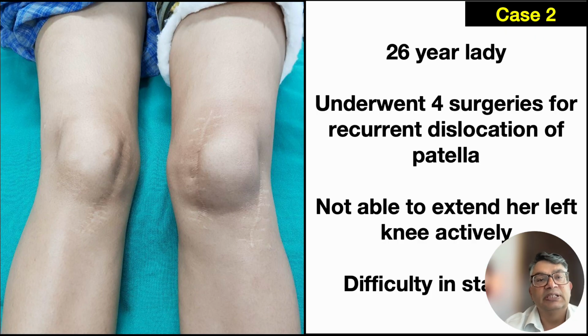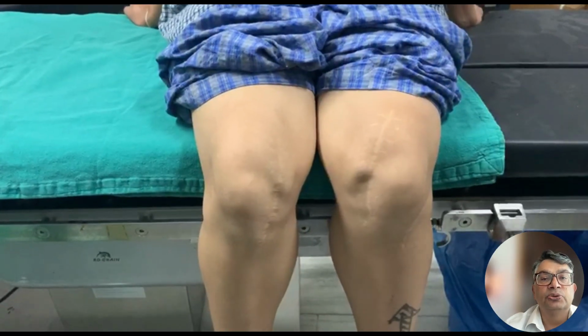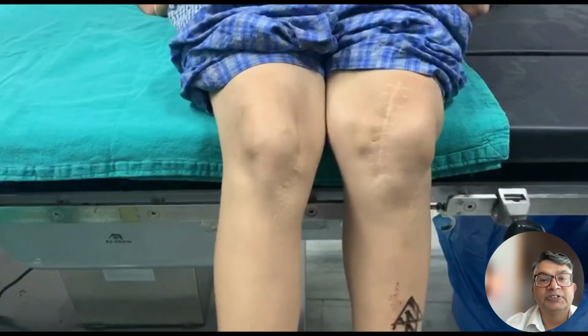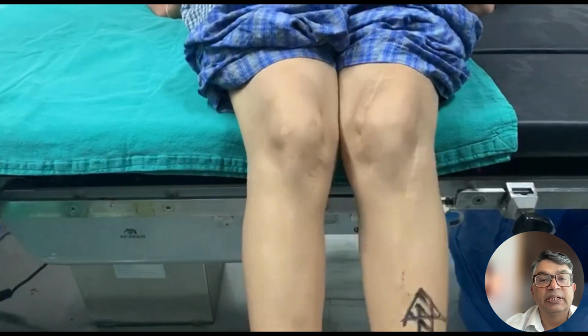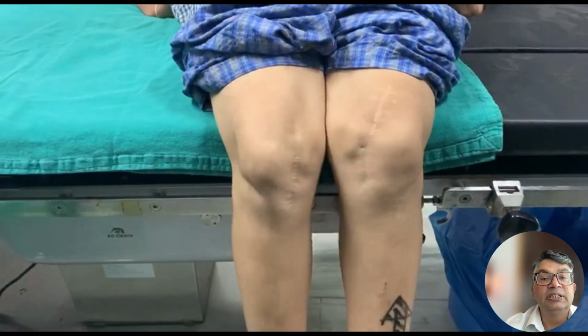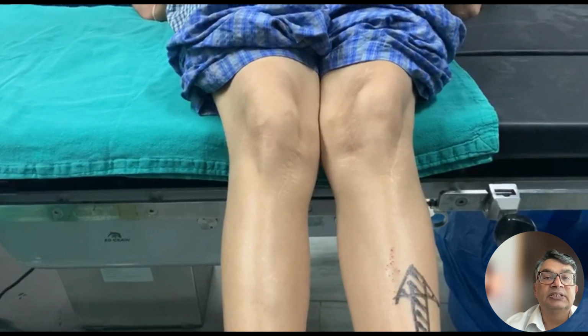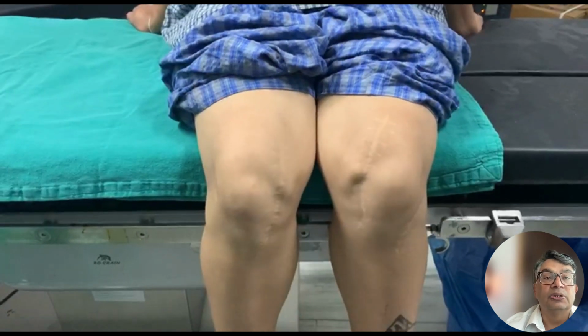In contrast, this was case number 2, a 26-year-old lady. She underwent 4 surgeries, 2 on either side, for recurrent dislocation of the patella, but she was not able to extend her knee actively, had difficulty in standing, running and jumping, and there was severe limitation of activities of daily living. If you see her video, specifically look at the left side: she is not able to extend her knee from the sitting position, so she uses the other leg to extend the knee. This is the disability even after 2 big surgeries; you can see the scars on her left knee as well as on the right knee.